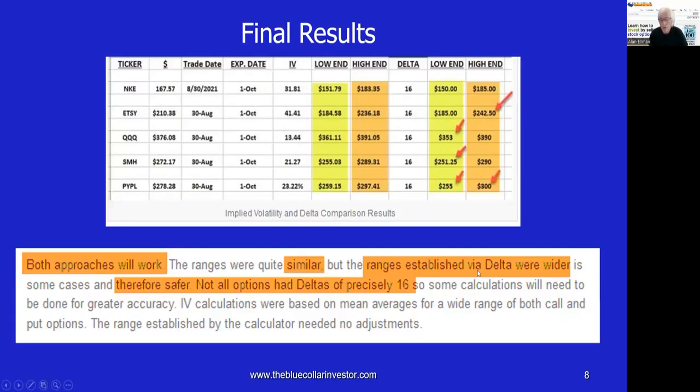But what it shows is that the ranges established by delta are wider and therefore safer. However, one of the things that should be obvious to everybody is that not all options will have deltas precisely at 16. So you may have to go to the closest to 16. And in any case, generally speaking, using delta will, in this small sample here of 5 securities, generally produce slightly wider ranges. But both of these should work quite well over the long haul.